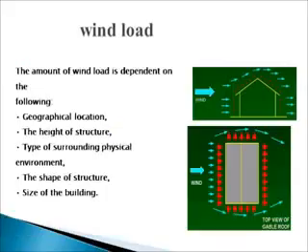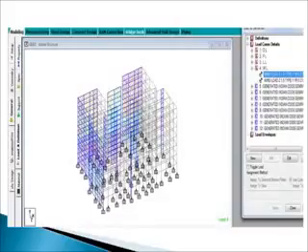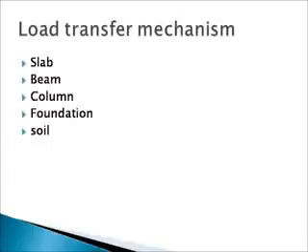Next, wind load. Assigning the wind load is different from other loads. These steps are involved: the first one is creation of load case, next definition of wind load, next calculate wind intensity based on wind speed at different heights. Next, apply wind load in two directions, load transfer mechanism.